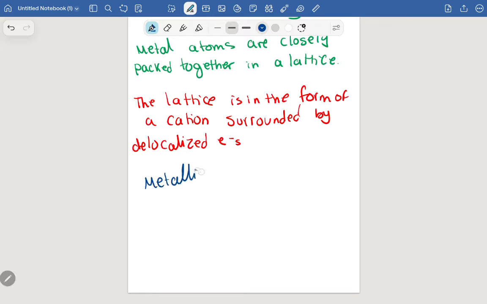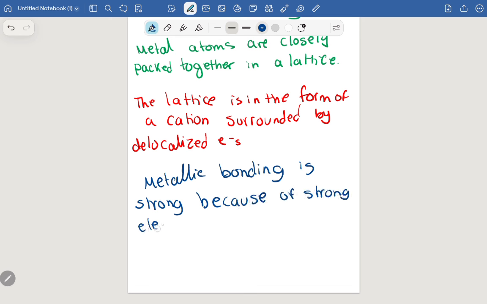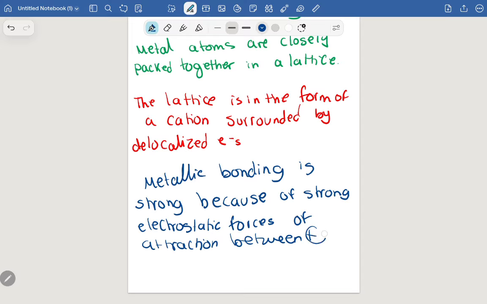Metallic bonding is strong because of strong electrostatic forces of attraction between positive metal nuclei and negative delocalized electrons. Now, how exactly would this look like?